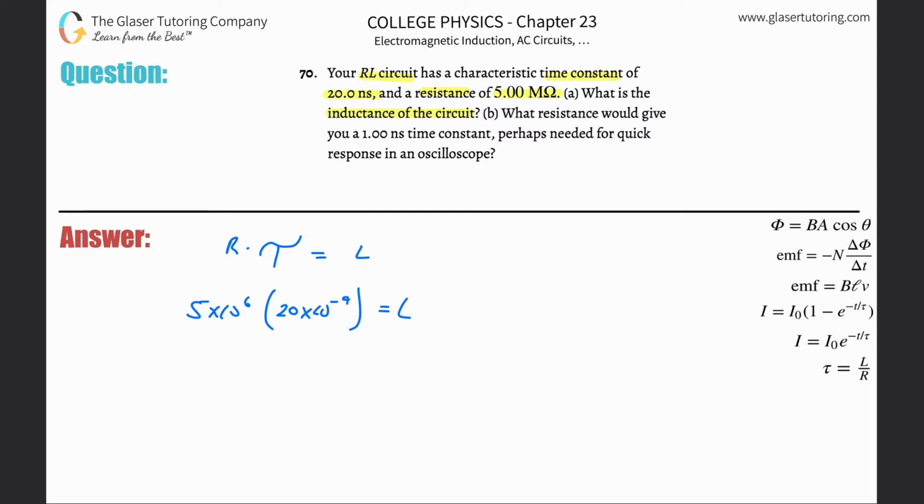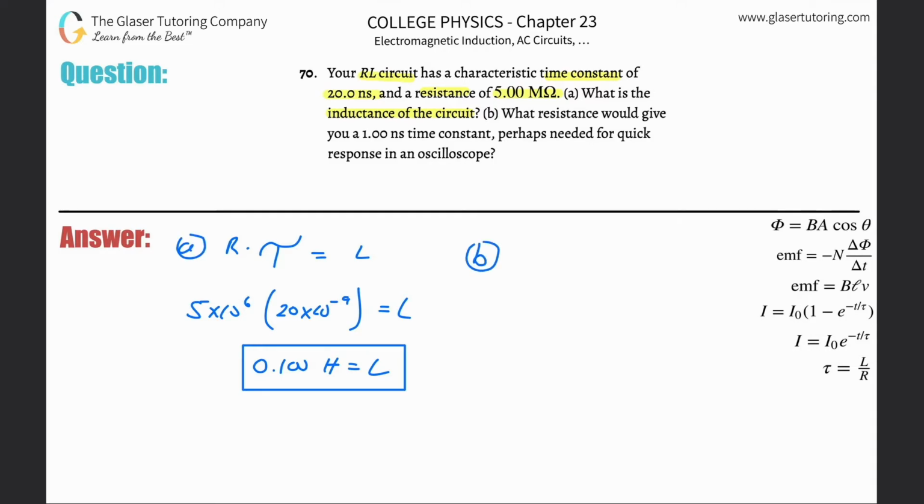And then just simply take out the calculator and do 5 times 10 to the 6th, multiply then by 20 times 10 to the minus 9th. 0.1. All right, so the answer here is 0.100 Henrys, which is going to be the inductance. Okay, so that takes care of letter A.